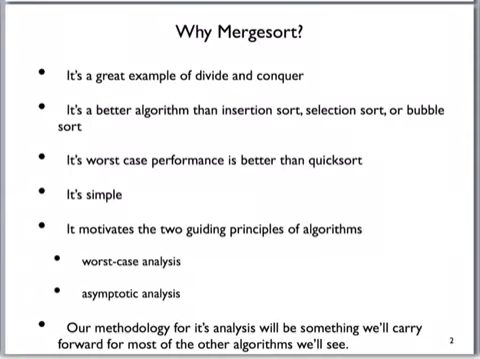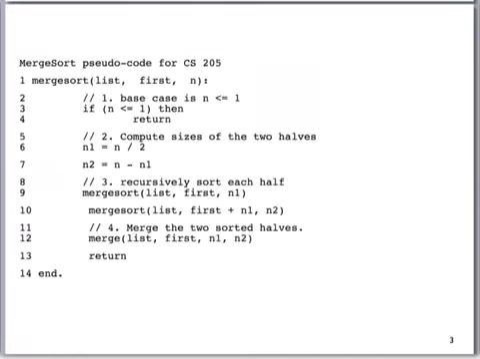Well, it's a great example of divide and conquer. It's better than the order n squared algorithms you can find. Its worst case performance is better than quicksort. It's really simple, easy to understand. It motivates the two guiding principles that we are going to spend a lot of time on this term, and that is worst case analysis and asymptotic analysis. And our methodology for its analysis will be something that will carry forward throughout the rest of the term.